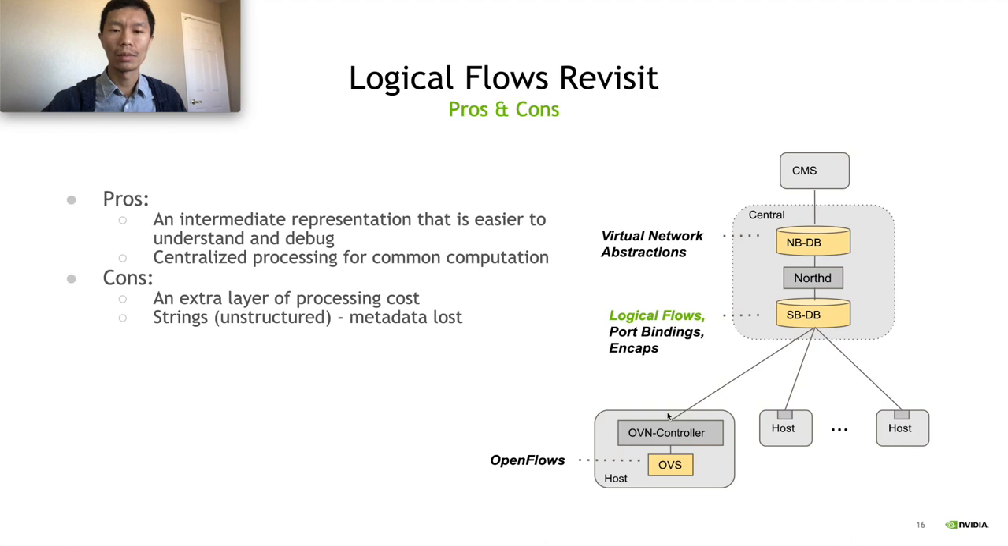But there are also some disadvantages. Firstly, the extra layer introduces some extra processing. The logical flows have to be reprocessed and converted to OpenFlow rules by each ovn-controller. And secondly, the structured data in the northbound database has been converted to logical flow matches, which are basically strings. And that means some metadata has been lost. That metadata could be helpful for ovn-controller to optimize the processing if preserved.